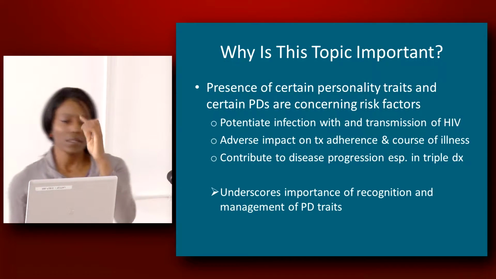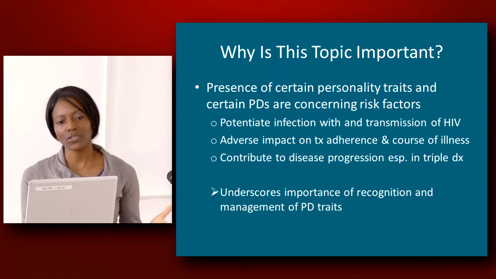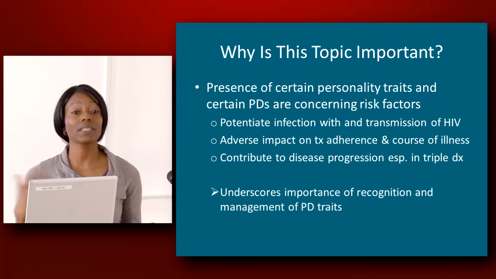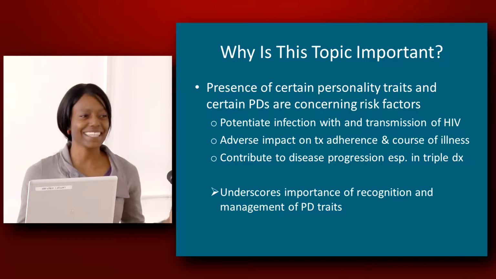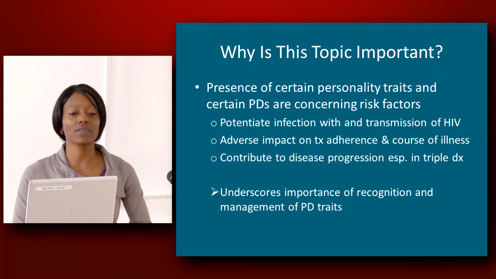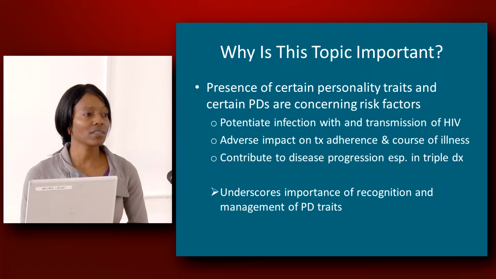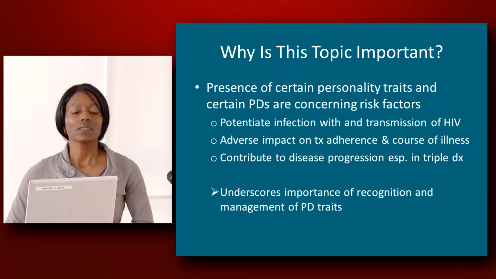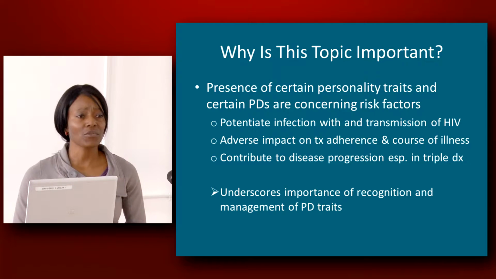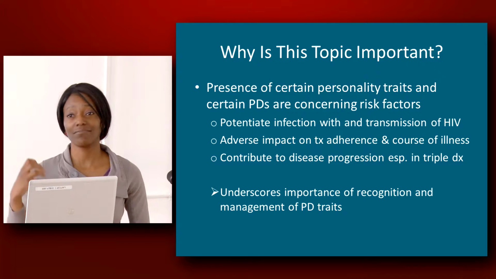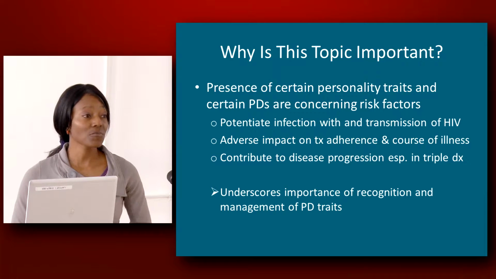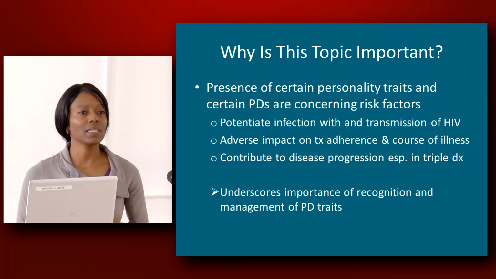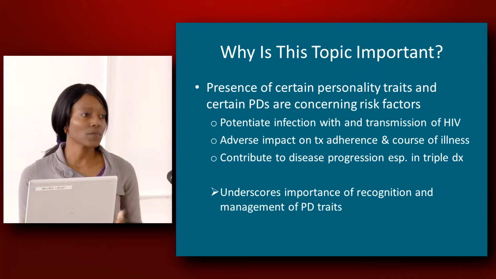Now, the presence of certain personality traits, as I mentioned earlier, and certain personality disorders are very concerning risk factors. They certainly increase the risk of acquiring HIV, which I know in this setting isn't all that important because you work with people who already have HIV, but it also has a direct impact on the course of illness, the progression of illness. So in people with a triple diagnosis in particular, their personality traits are at the forefront in terms of how they approach their treatment and what the course of illness is. If the substances are being used as a primary coping, then no matter how helpful the treatment program is, it can only go so far.